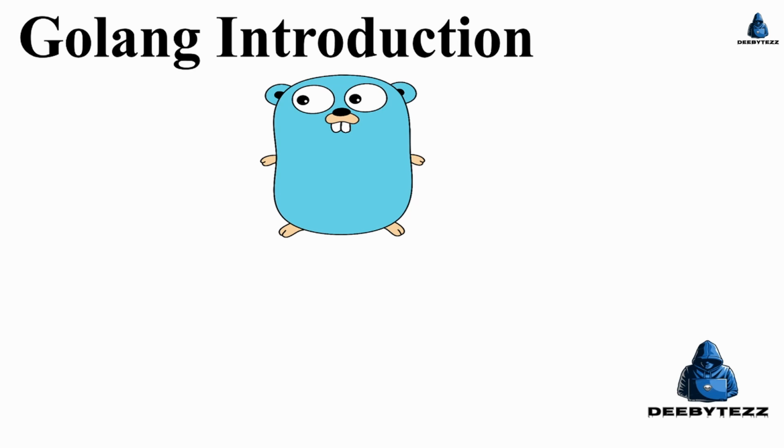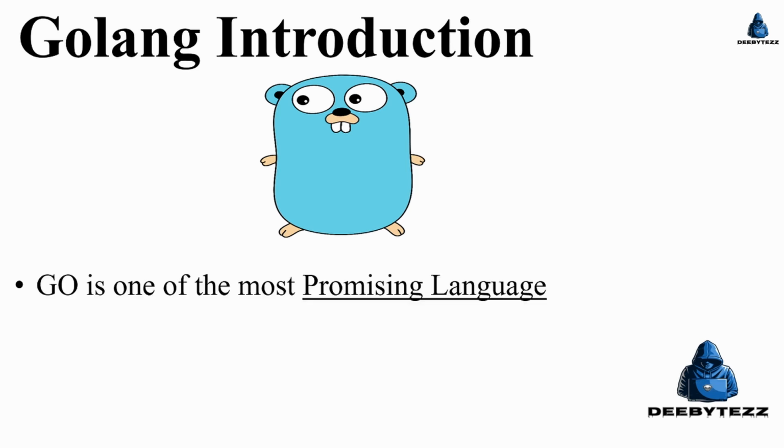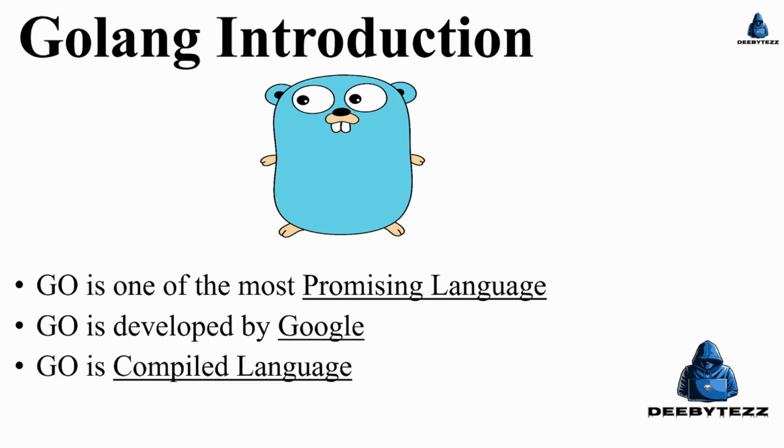In this video, I will explain Go language introduction, installation and executing a program in Go. Go is one of the most promising programming languages. Go is developed by Google and was launched in 2009. Go is a compiled language. You just have to compile the code and it generates machine level code.